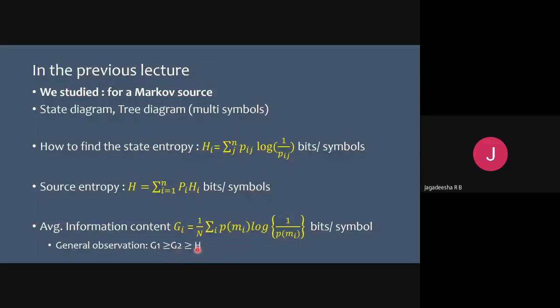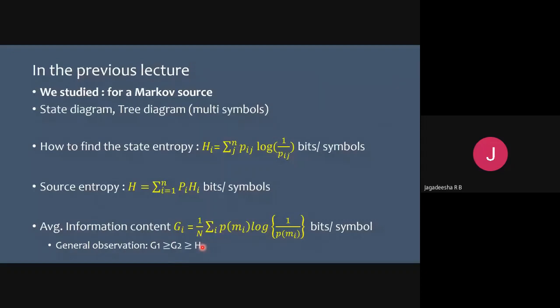That is, when the messages are of smaller size, the average information content is much greater than when the messages are larger in size. And the entropy will occupy the least number of bits per symbol. Okay, and then we will move on to today's lecture.